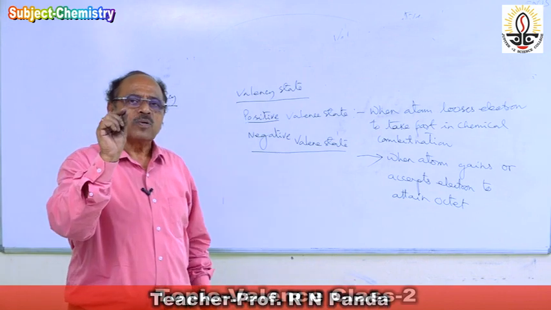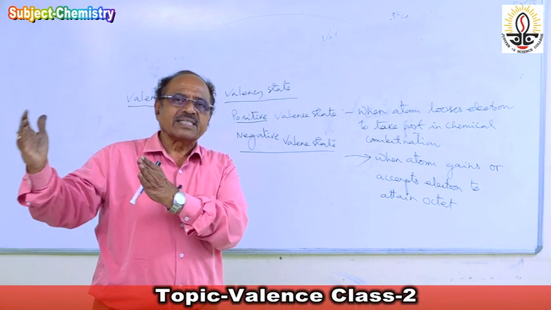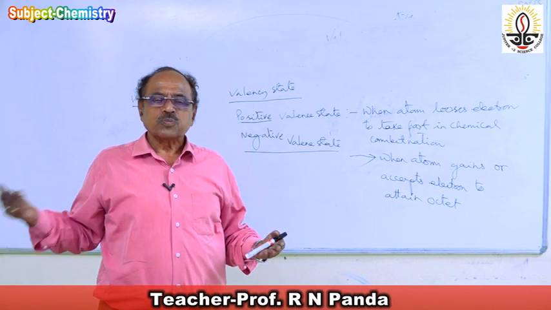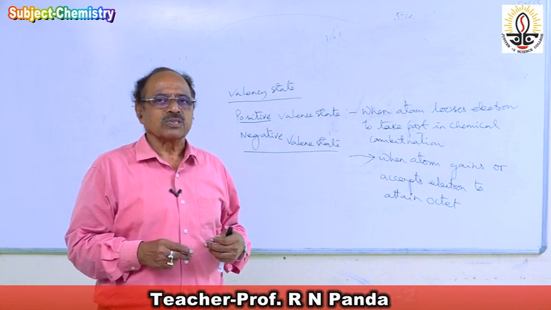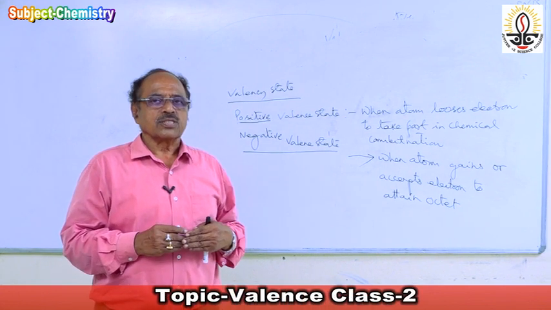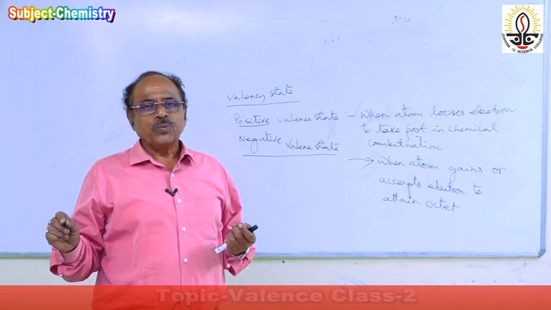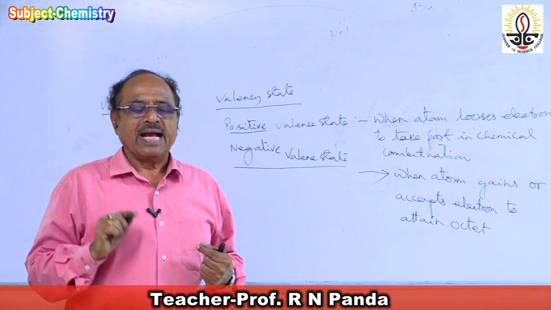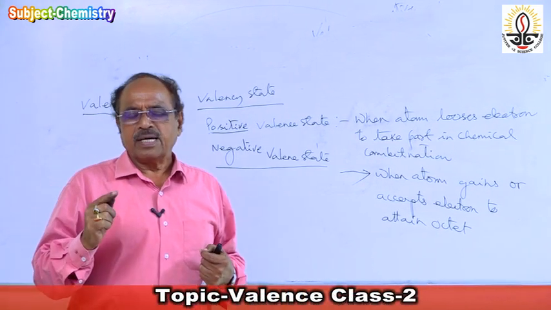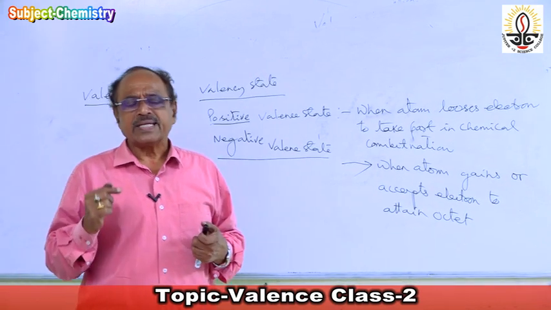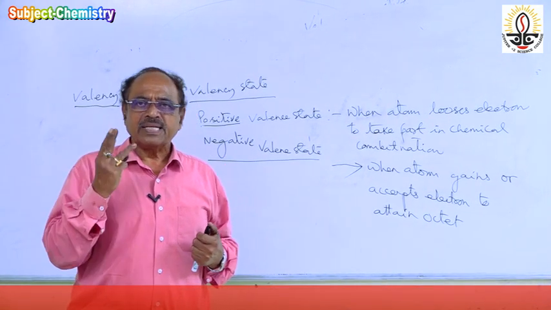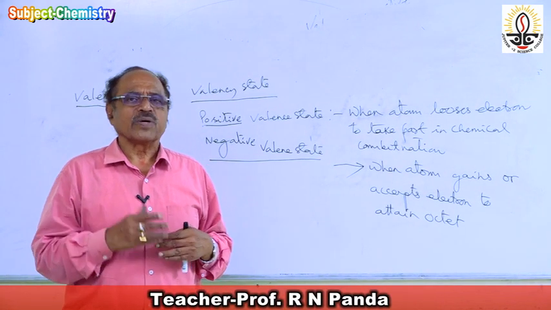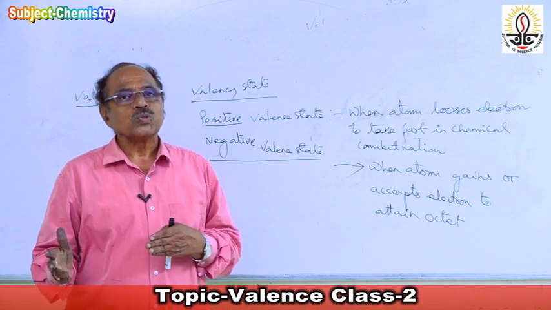Why? All group 1 elements have 1 electron. They can give that electron and attain the nearest inert gas structure. Group 2 elements have 2 electrons in their outermost shell and lose 2 electrons, so they exhibit valency state plus 2. Group 3, boron, aluminium, gallium, indium, thallium, have 3 electrons in the outermost shell and can lose 3 electrons and attain an octet, so they exhibit a positive valency state. But group 4 can lose, and they can gain.